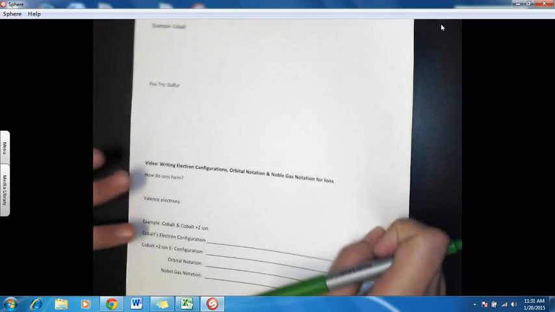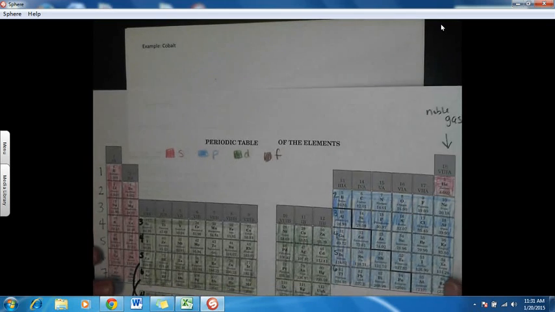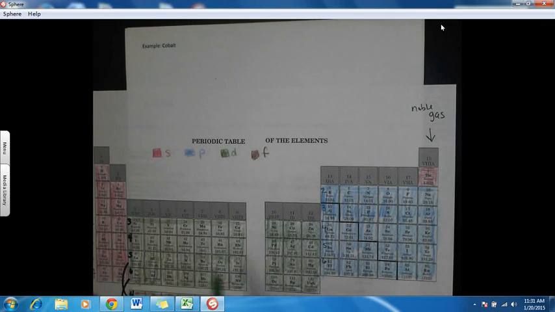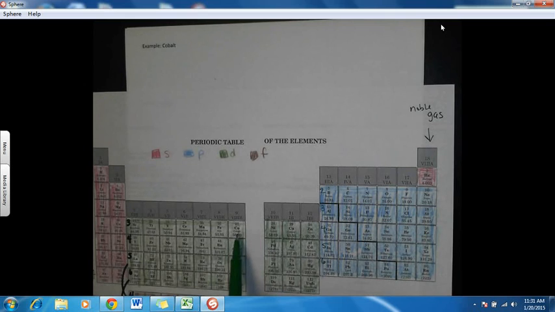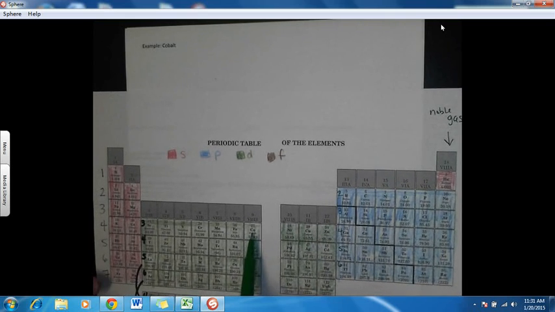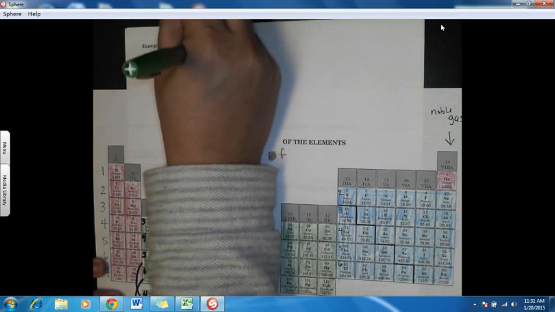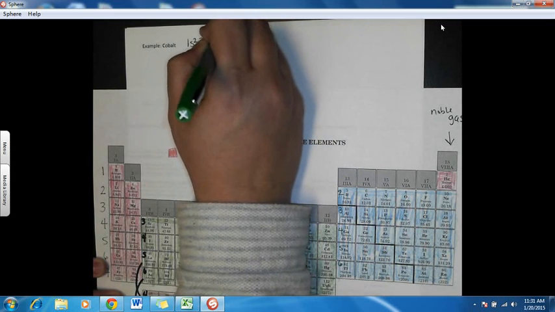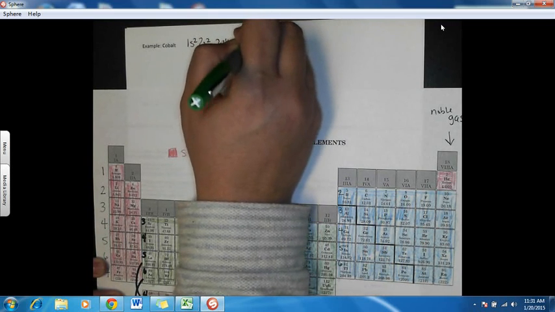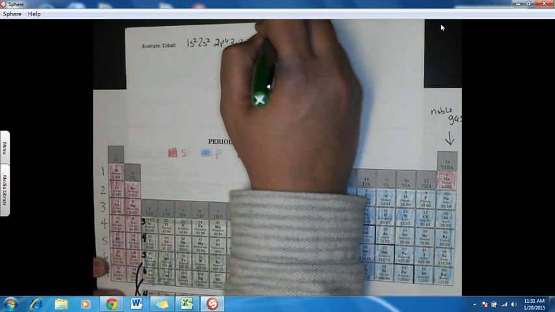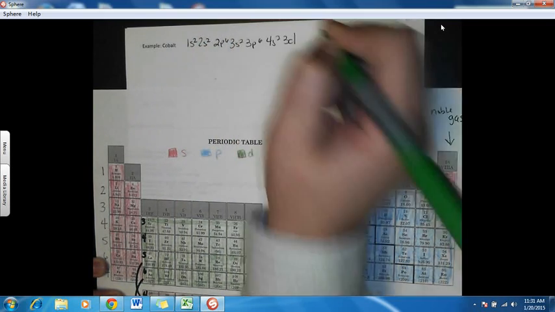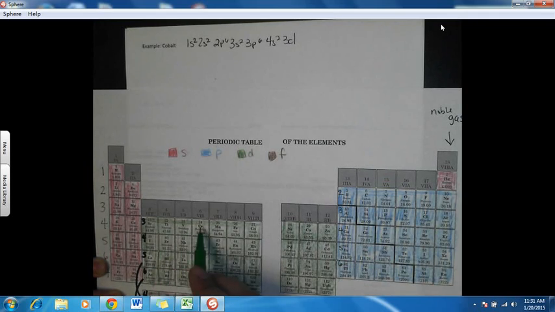Alright, so next, let's look at cobalt. Let's find cobalt on our periodic table. It is right here. Okay? I personally like to write out the electron configuration first. So it would be 1s2, 2s2, 2p6, 3s2, 3p6, 4s2, 3d7.